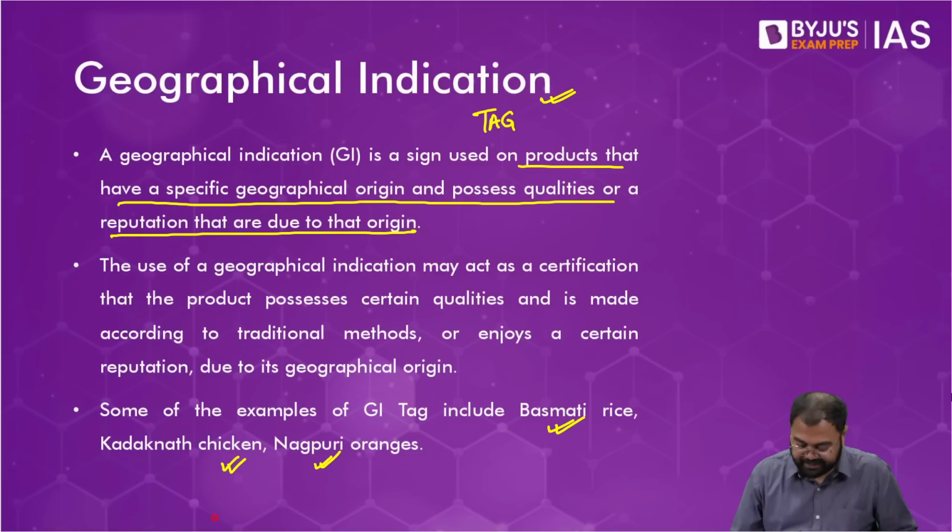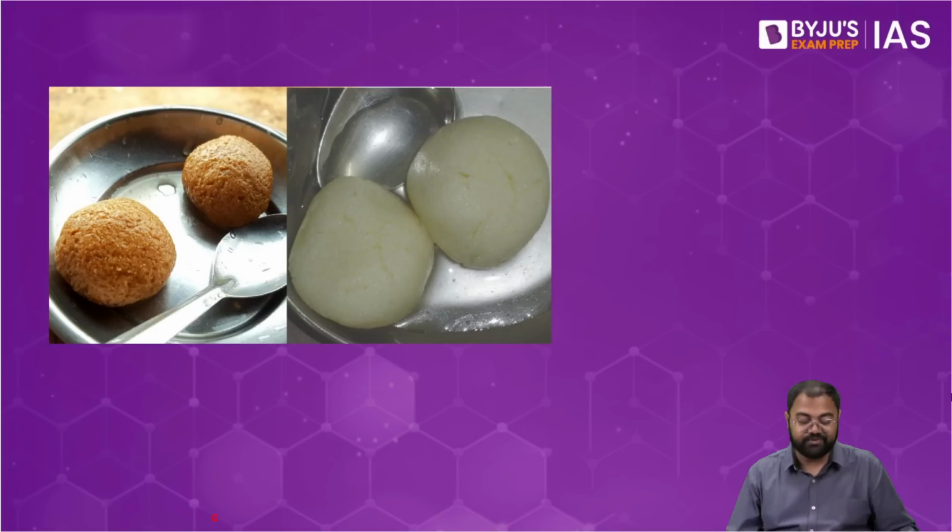So that's why GI tag matters a lot, and that's why we have also seen that there have been controversies around GI tag. A big controversy has been about Rasgulla. Now, whether the Rasgulla or Roshogulla or Rasgola belongs to Odisha or whether it belongs to West Bengal, there has been a big fight there.